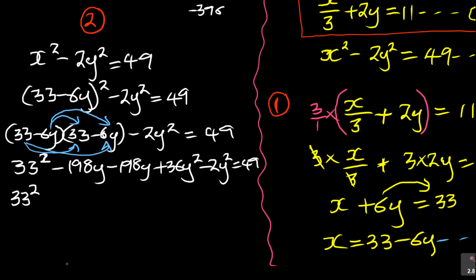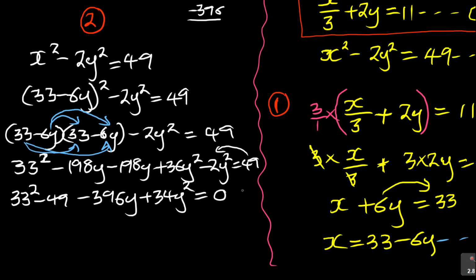And then actually let's take 33 squared. Okay, yes, let's leave it there. Take 49 to the other side, it will be minus 49. Are you getting me? Then that's where minus 198 minus 198 is minus 396. That's where I was keeping that number there. And then 36 minus 2 is what? Plus 34y squared is equal to what? Is equal to 0.